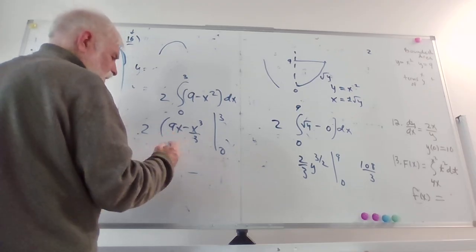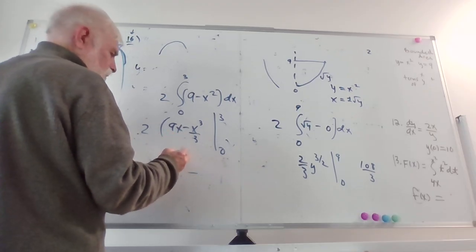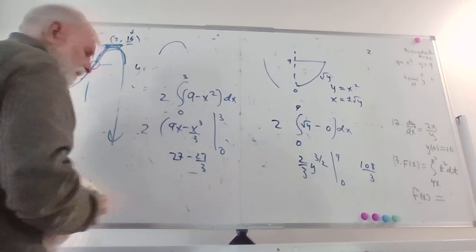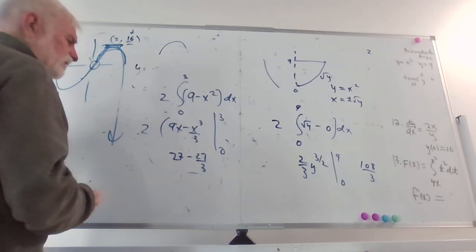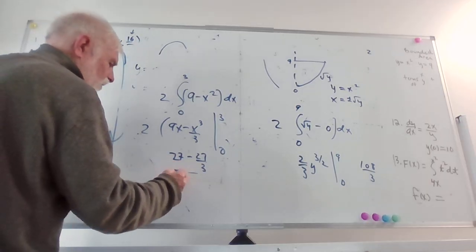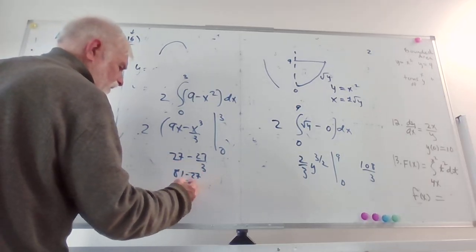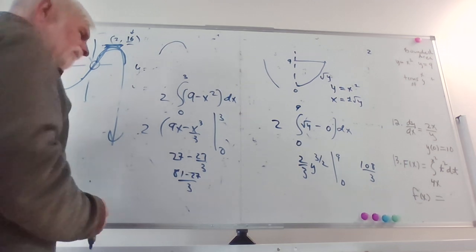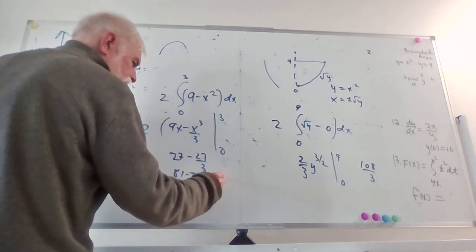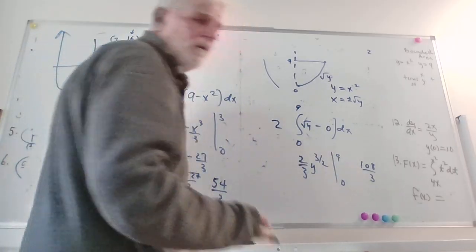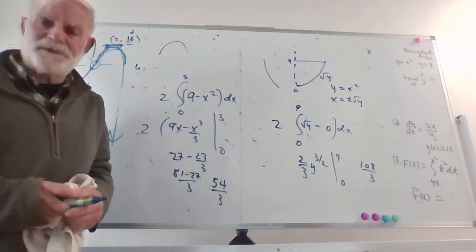27 minus 27 over 3. So that's, what's the quickest way to do this? I know there's a shortcut here, but I'm not spotting it. So 81 minus 27 over 3 is 61 minus 7, 54 over 3. And if you double 54 over 3, lo and behold, you get 108 over 3. It was probably worth the time to do that.